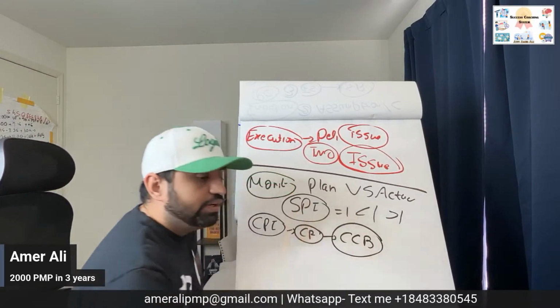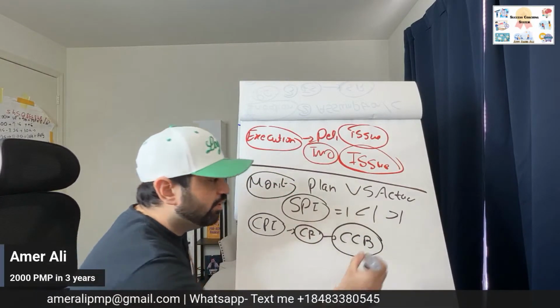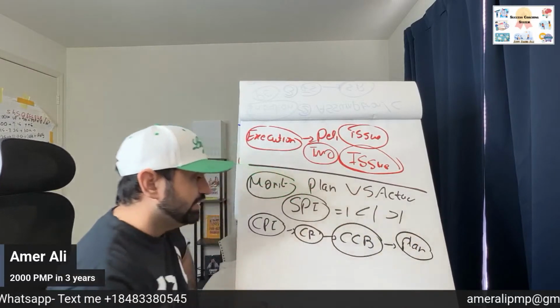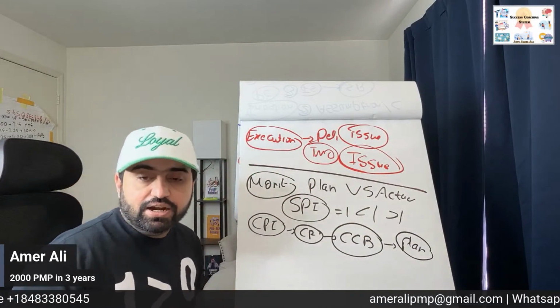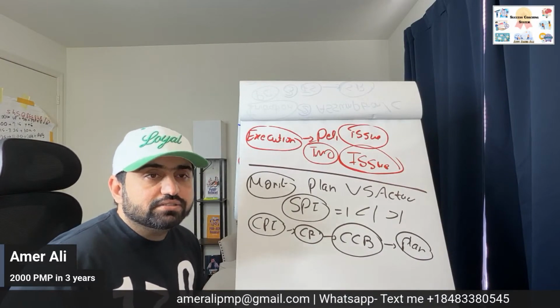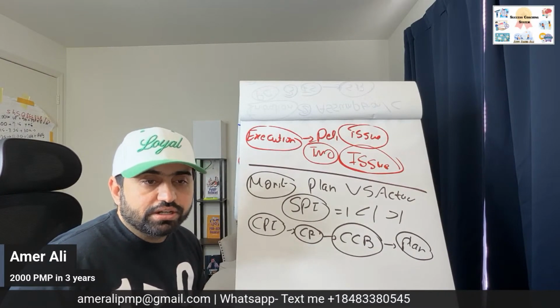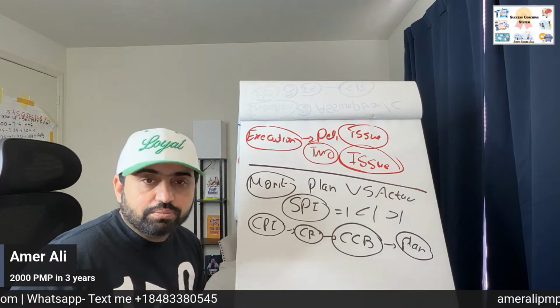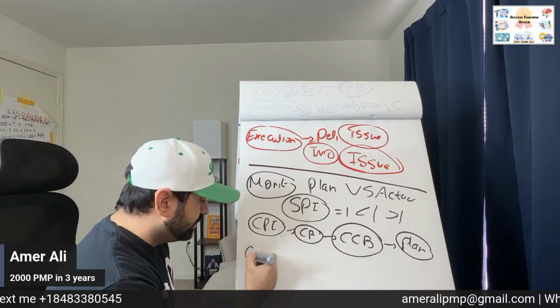Change control board will review the change request and they will approve, and then that's how your plans can get updated. This is what basically is happening under monitoring and control. The final step for this project, the final process of this project, is closing.